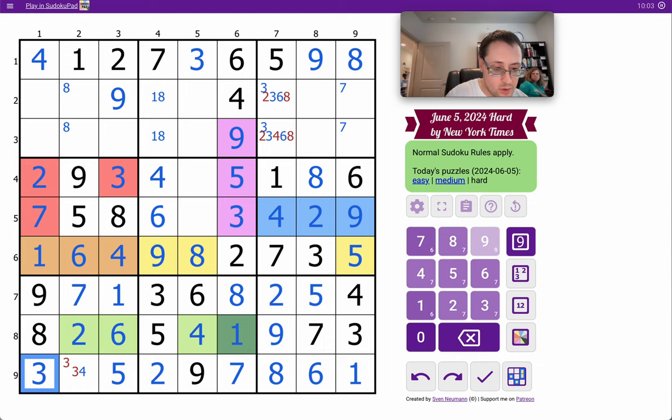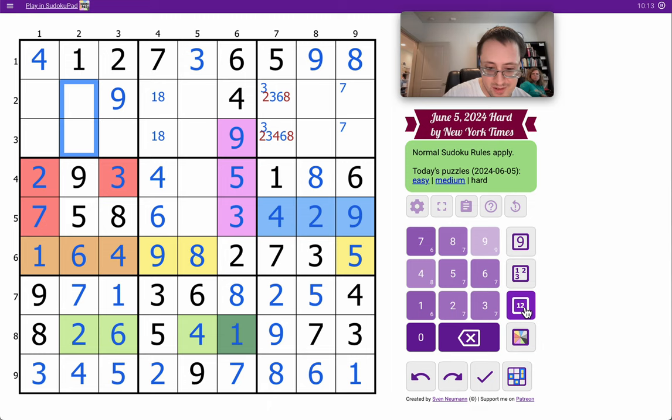Or these two are 3 and 8. Which amazingly I don't know yet. Those are 2 and 8. That's not 4. I can remove those 3s. They don't do any good. These are 2 and 7.